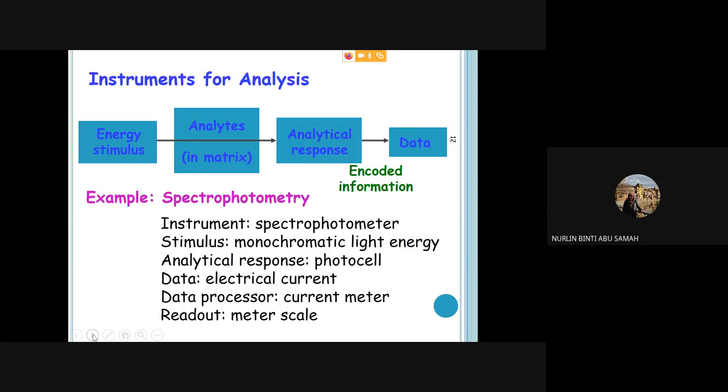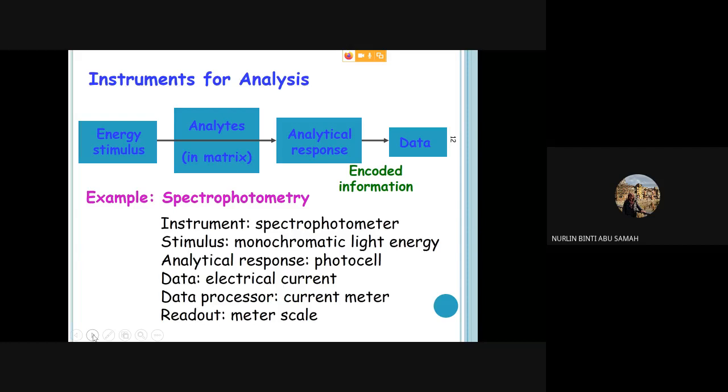So the basic concept of analysis using an instrumental method is that we have the source of energy, and then it passes through the analytes in a matrix. Still remember matrix? Maksudnya sample tu termasuk dengan analytes. That is what we call matrix. And then dia pergi kepada analytical response. This analytical response will be changed into encoded information as data.